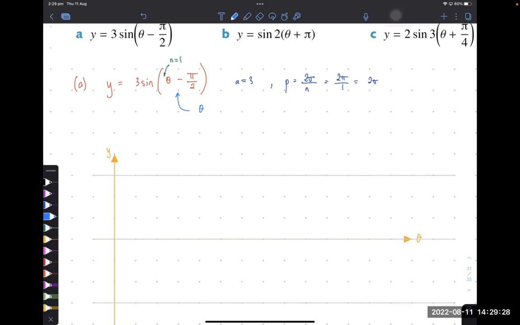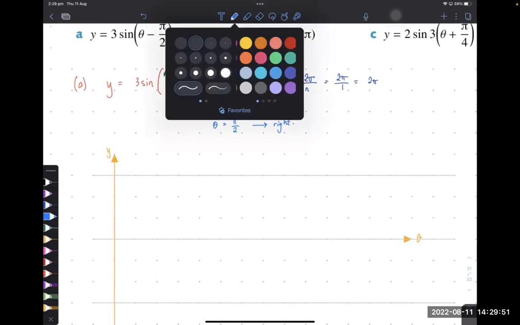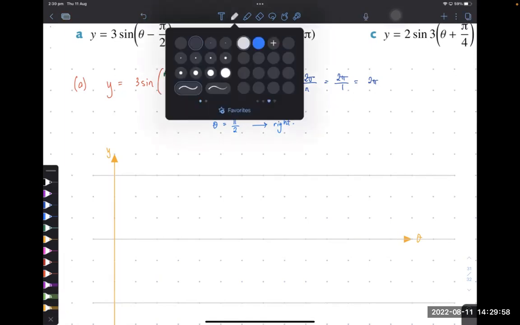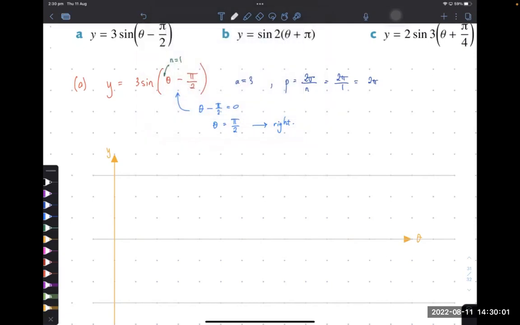And how do we find out how it's shifted? We let the bracket equal to 0. So what does this mean? It's moved pi on 2 to the right. Pi on 2 to the right. Now, this is where I encourage you to use your pencil, if you have one.